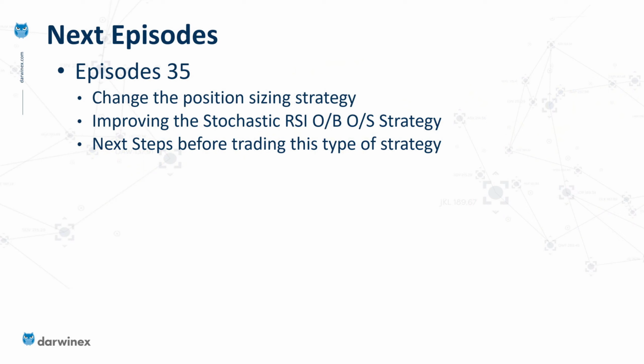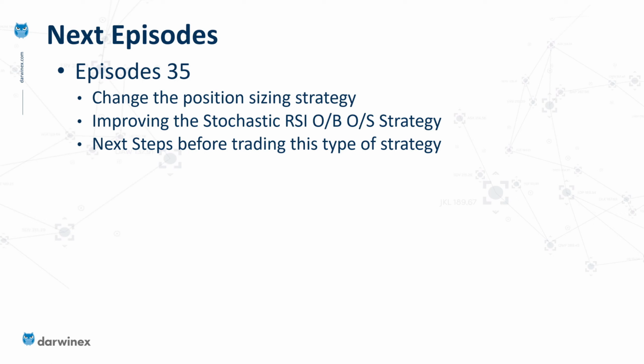The first is to adjust the position sizing strategy. So taking this from just a minimum lots strategy to a strategy that scales with equity so that we can see what effect that has on the stochastic RSI system that we've been looking at. And I'm also going to look briefly at some next steps that I'm not going to cover in detail, but are things that you would need to consider and undertake yourself if you were considering trading this type of strategy in a live account.